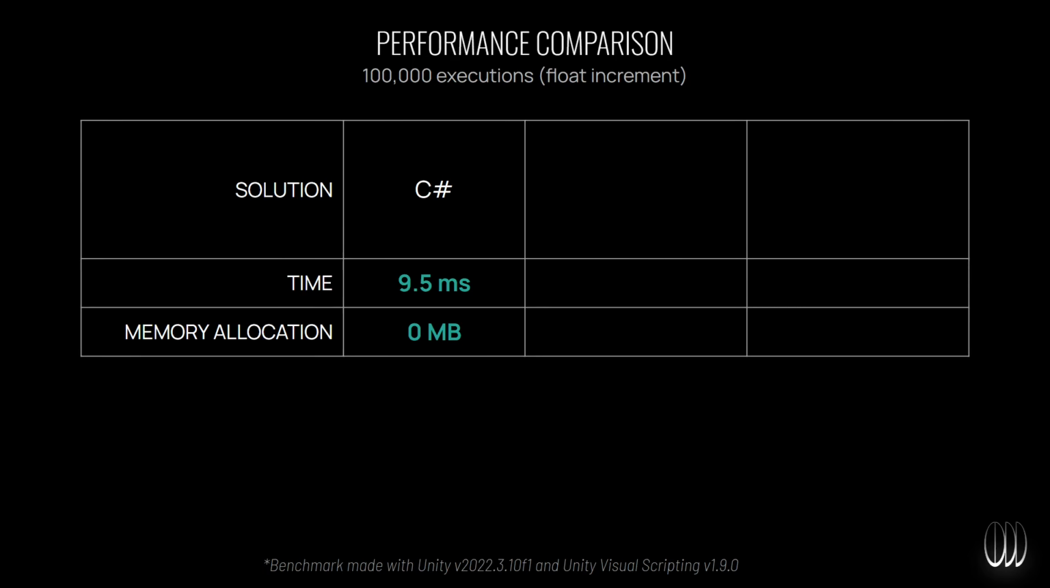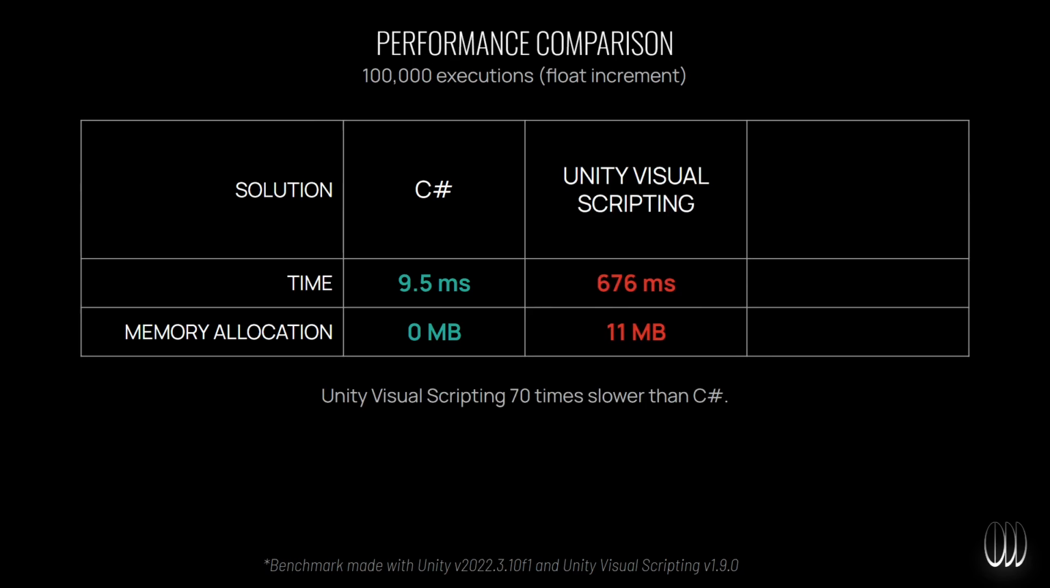Now, with Unity Visual Scripting, we are close to 700 milliseconds. This is 70 times slower than C#. More than that, the memory allocation is significant, with 11 megabytes. If your game is running at 60 frames per second and you have such logic executed every frame, it will be executed 100,000 times in 28 minutes. So you would have 11 megabytes of allocation every 30 minutes.